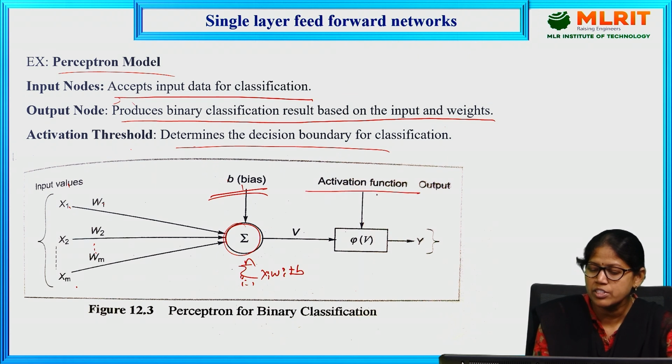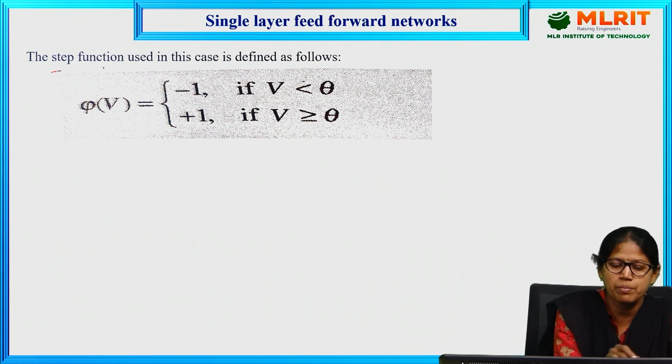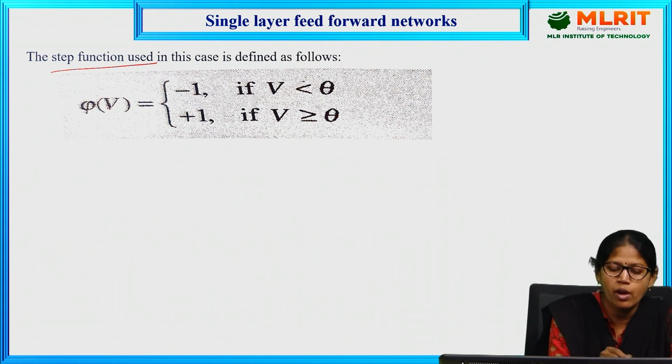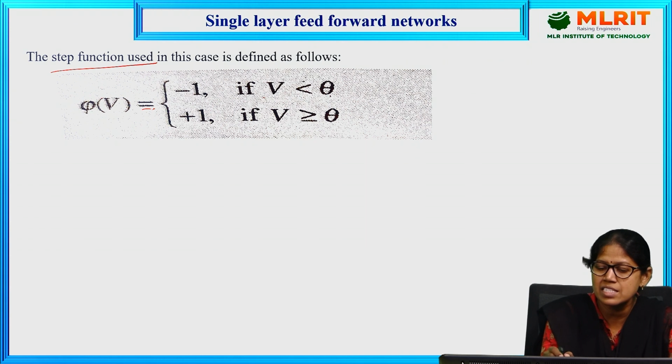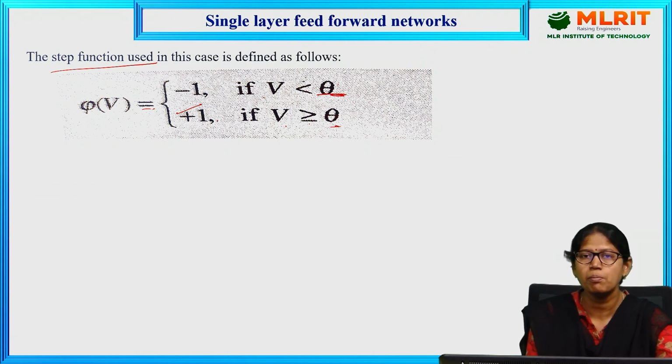Next, the activation function. Whatever induced local field v we have will be passed to the activation function phi, and here we are taking a step function. If v is greater than or equal to the threshold value, then it will be 1, otherwise it will be -1. Let's see the activation function. The step function used in this case is phi of v equal to -1 if v is less than a particular threshold theta, and +1 if it is greater than or equal to the threshold value theta.